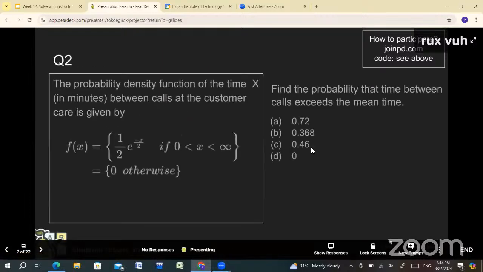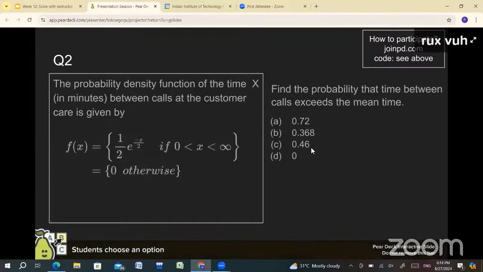Now the next question is: the probability density function of the time x in minutes between calls at the customer care is given by this. So you are given the probability density function, and the question is to find the probability that the time between calls exceeds the mean time. Okay, now you solve it.